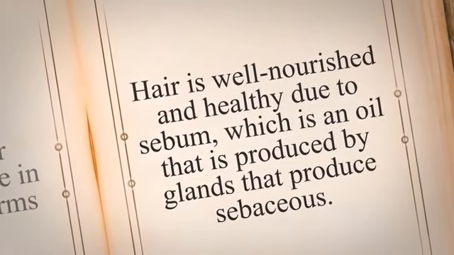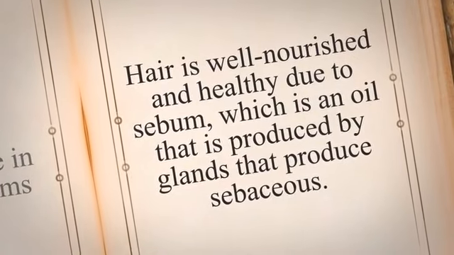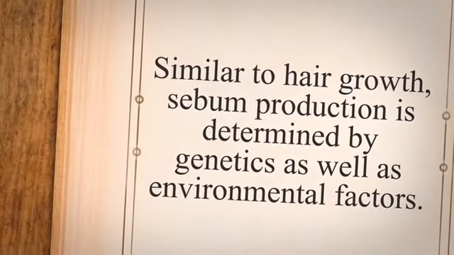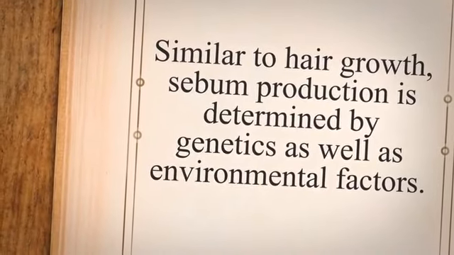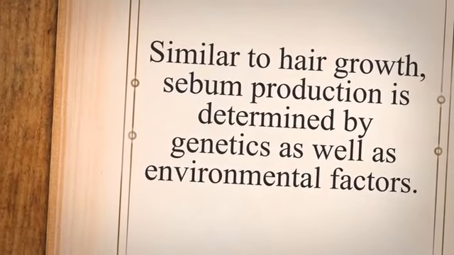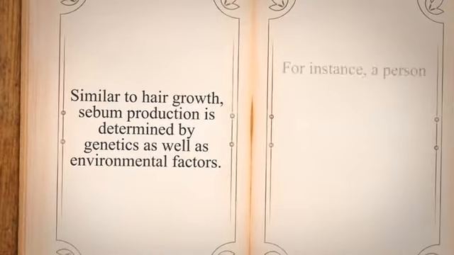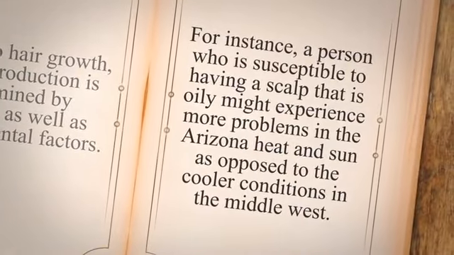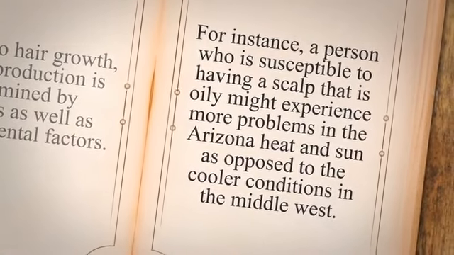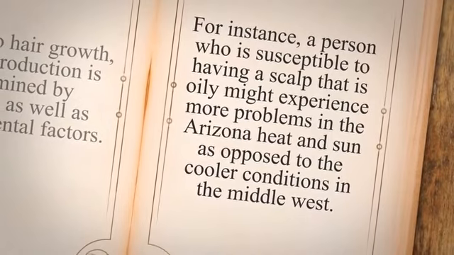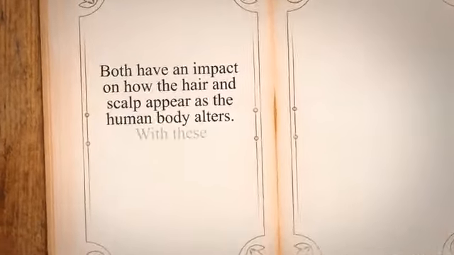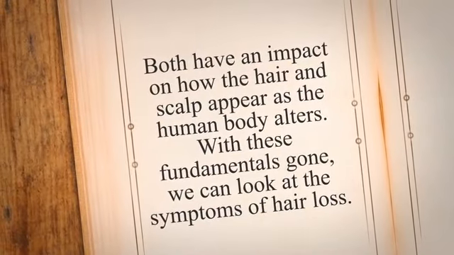Hair is well nourished and healthy due to sebum, which is an oil that is produced by sebaceous glands. Sebaceous glands monitor the level of moisture on the skin and hair follicles to ensure that nothing becomes too dry. Similar to hair growth, sebum production is determined by genetics as well as environmental factors. For instance, a person who is susceptible to having a scalp that is oily might experience more problems in the Arizona heat and sun as opposed to the cooler conditions in the Middle West. Sebum production, as well as hair growth, may change with time. Both have an impact on how the hair and scalp appear as the human body alters.